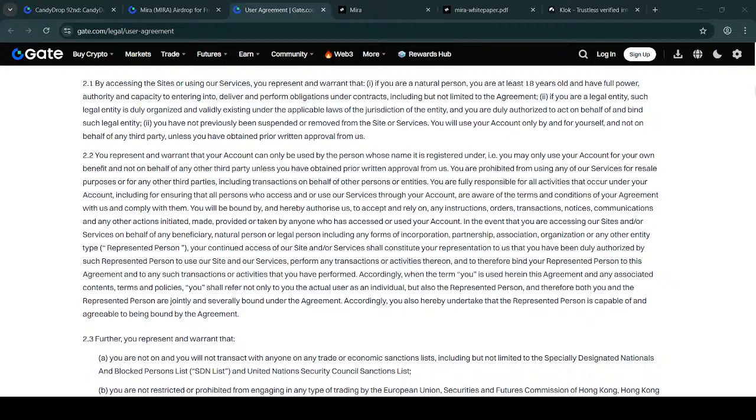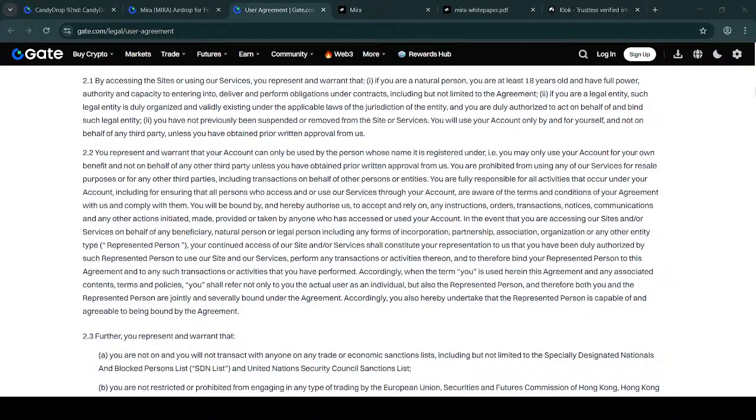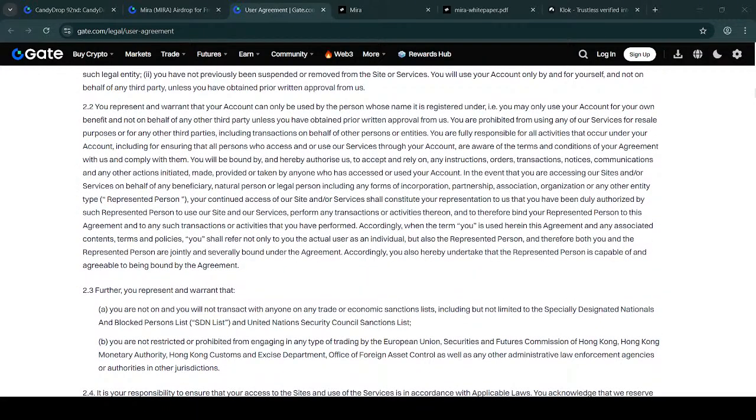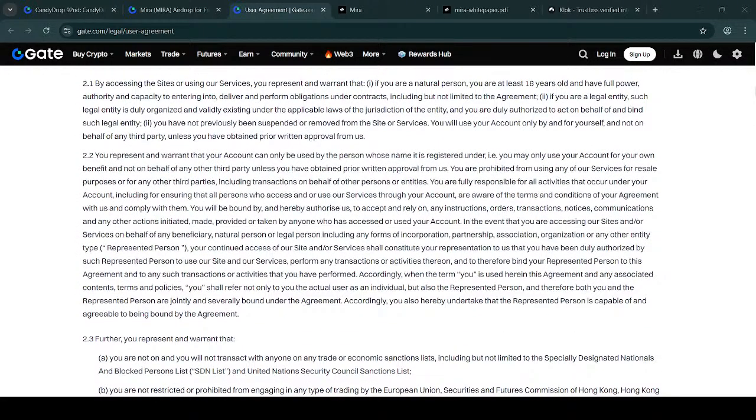You are responsible for your account, including ensuring that the people who access and use the service through your account are aware of this term and condition of your agreement and comply with it. You will be bound and have the burden of authorized use and accept and rely on any instruction, order, transaction, notice, and communication, guys, and any other action indicated, made, provided, or taken.